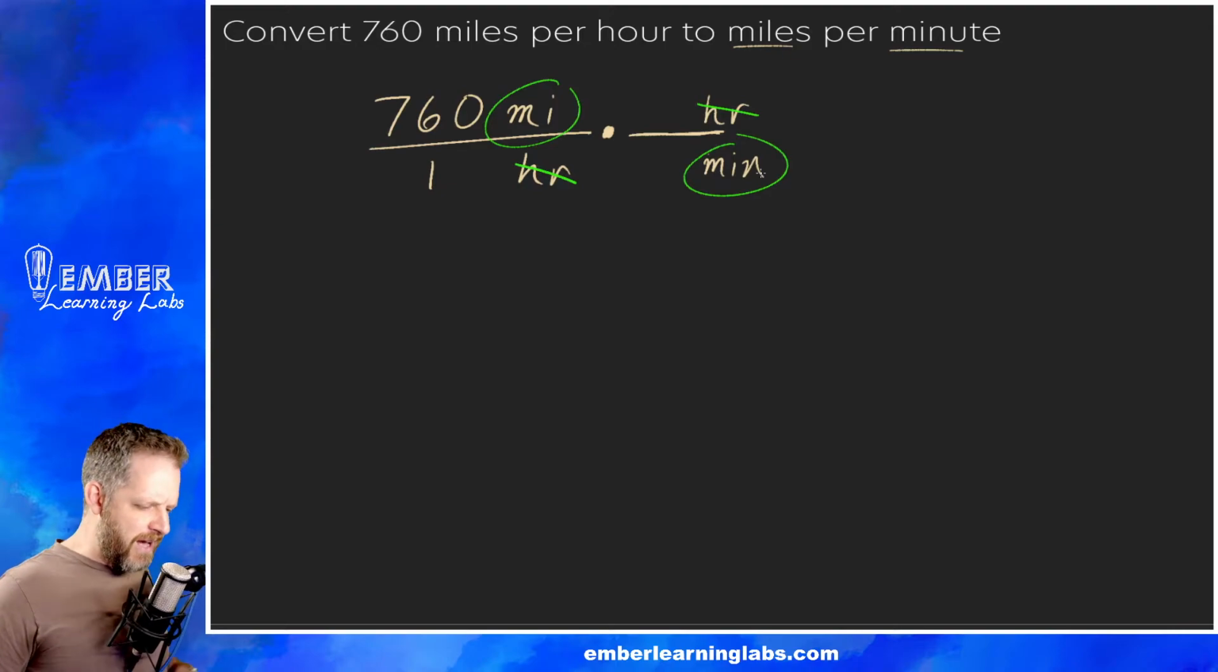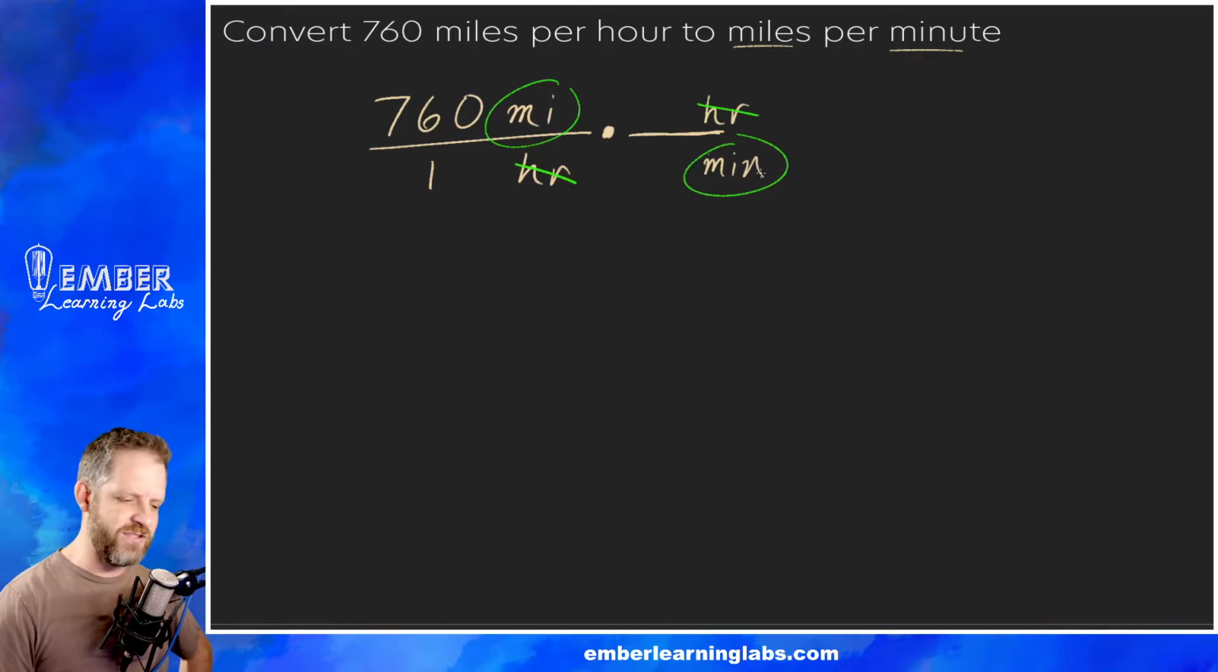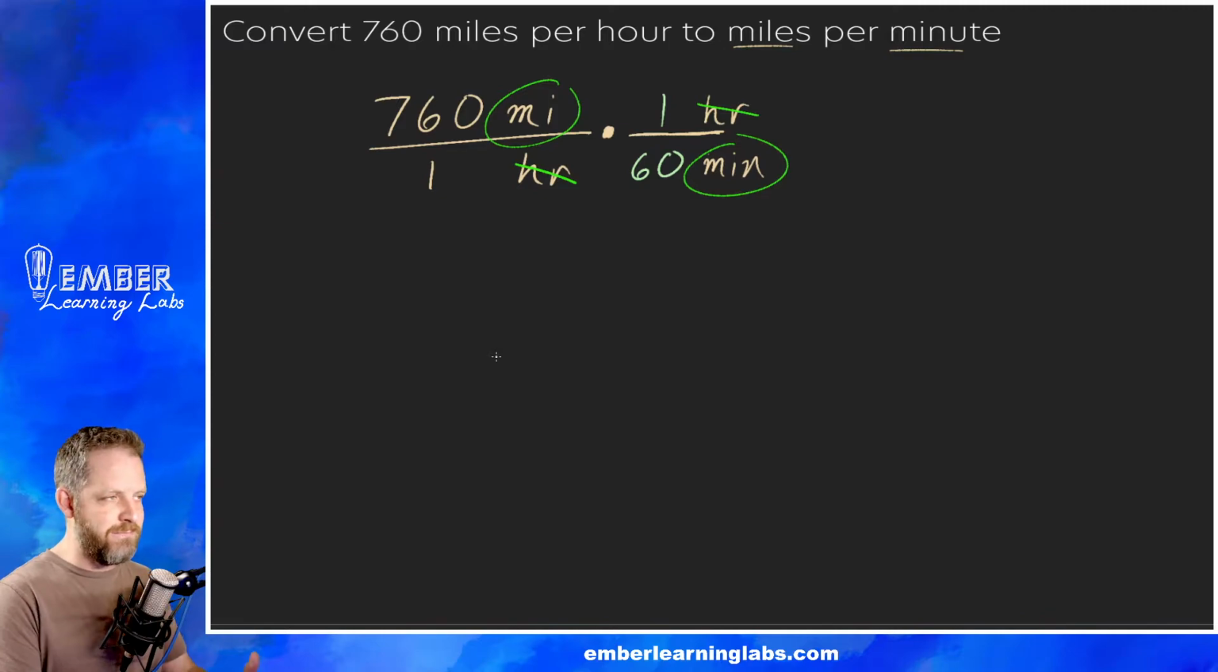I know this feels like a lot for a problem like this that is fairly obvious. We're just going to divide by 60. But I promise, if you get in the habit of doing it this way, it's going to make your life easier, and it's going to help you out later. So we're going to put 60 by the minutes and 1 by the hours, because there's 60 minutes in 1 hour.